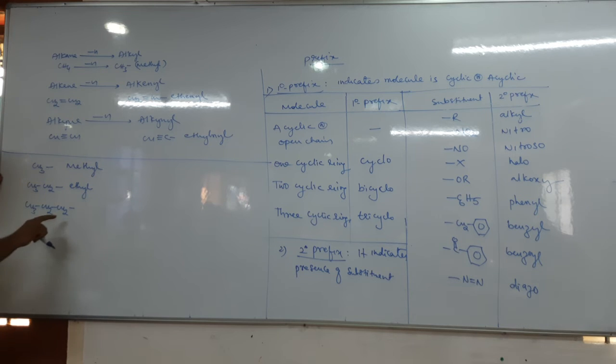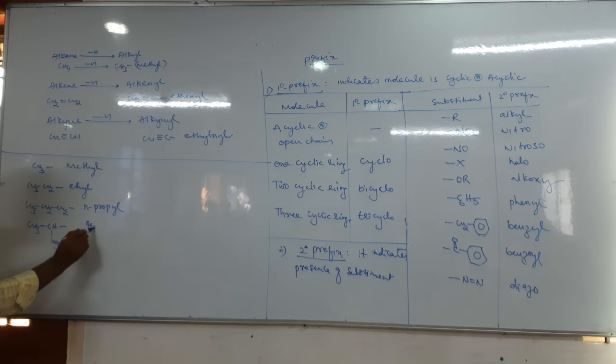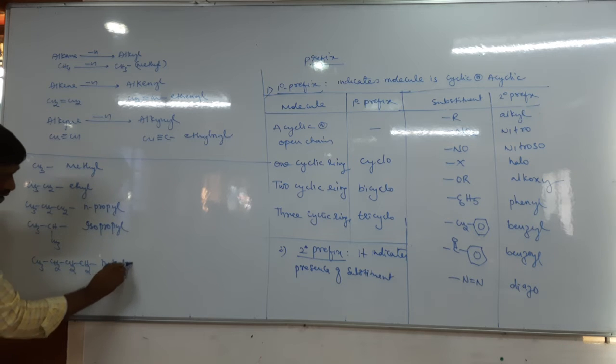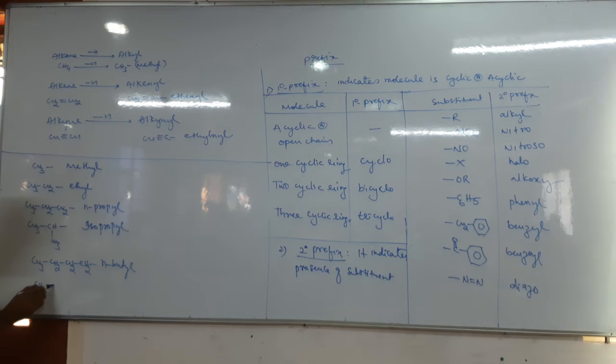So here you can take it as n-propyl. What is the meaning of n? Straight line, normal chain, straight chain. N-propyl. Next, CH3, CH, CH3, this is isopropyl. Next, CH3, CH2, CH2, one more CH2. Tell me, meth, eth, prop, but. Which butyl? N-butyl. Next, CH3, CH, CH3, here is CH2. It is isobutyl.